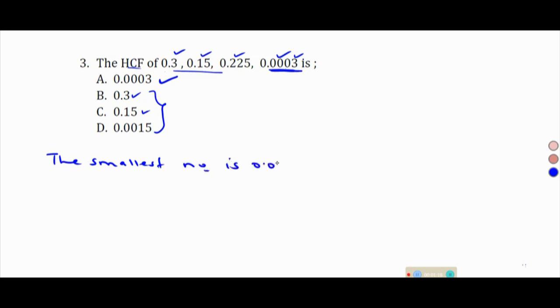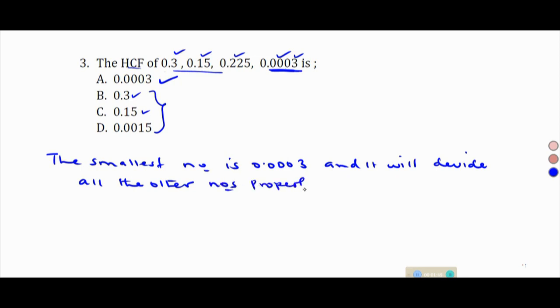so we can say the smallest number is 0.0003, and it will divide all the other numbers properly. For that case, we can say hence the HCF will simply be 0.0003. So for that case, our answer will be part A.